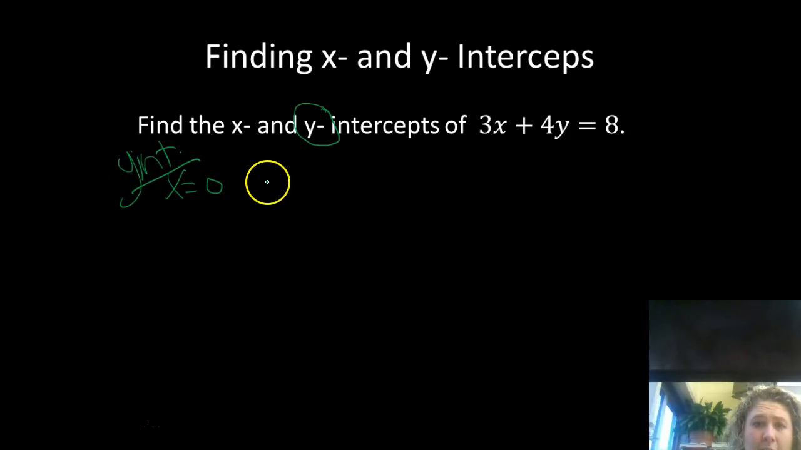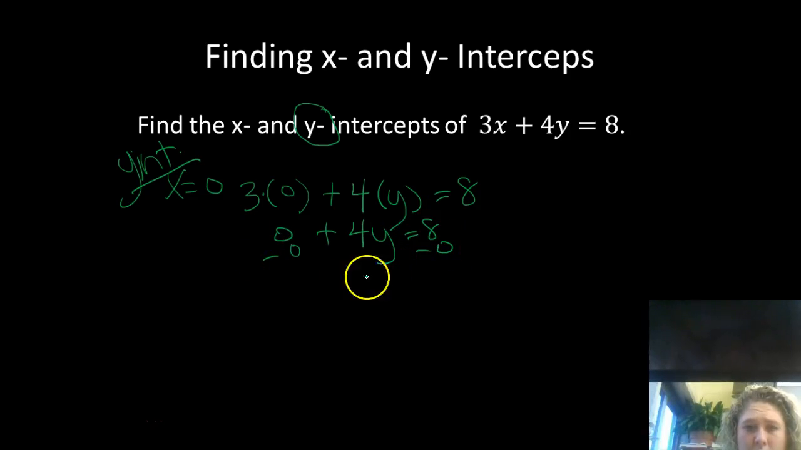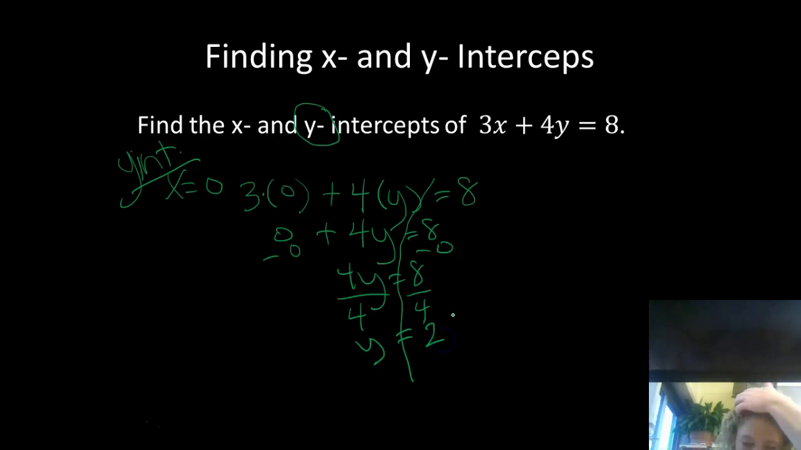So plug 0 in for x. 3 times 0 plus 4 times y equals 8. 3 times 0 is 0, plus 4y equals 8. We would subtract 0. 4y equals 8. Get y by itself, which is my ultimate goal. So we divide by 4. Y is going to equal 2.